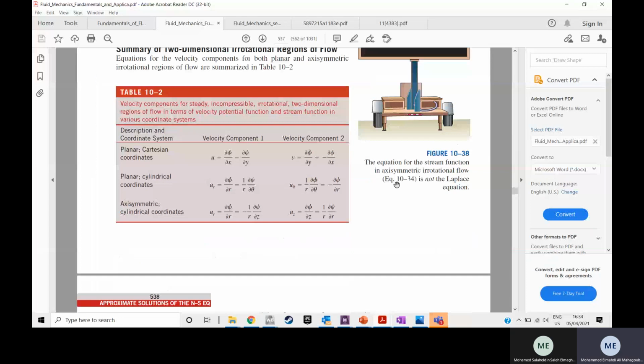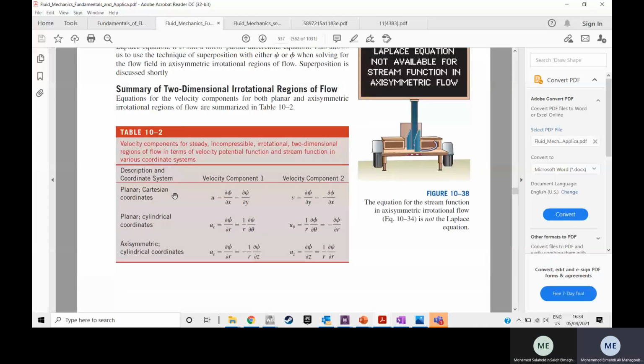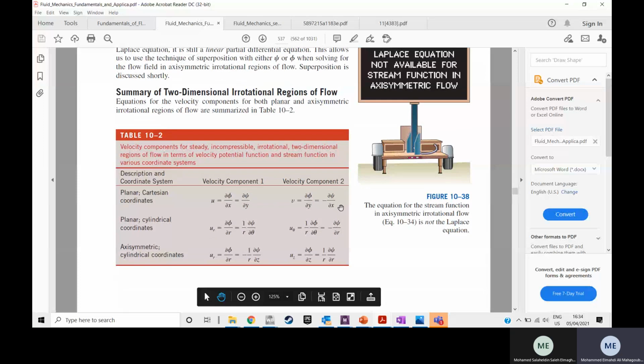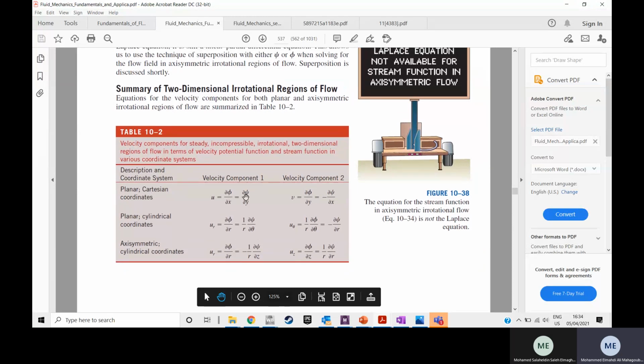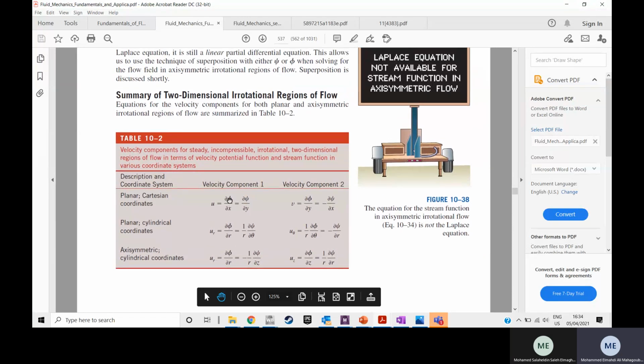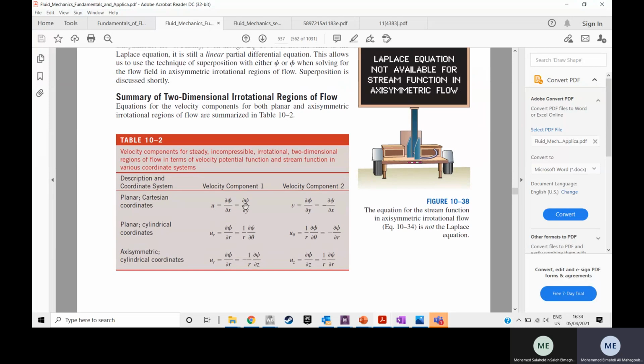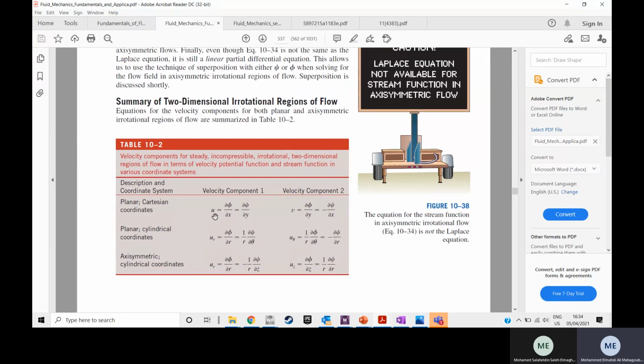Okay. This is a similar schedule, but it also has the stream function with it. So from now on, don't look at the one with the stream function only. Look at this one. It has the velocity potential and it has the stream function. So either if I have the velocity potential, I can get the u component, or if I have the stream function, I can get the u component.